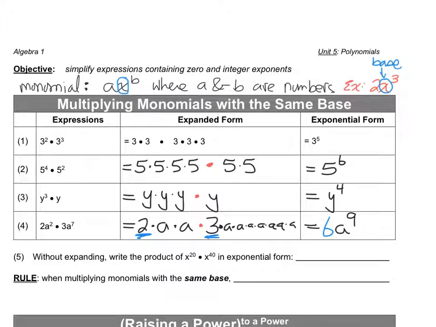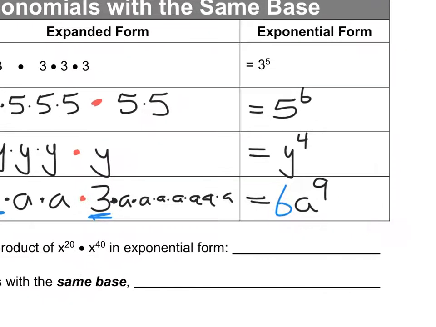But it only works if you have a common base. All right. So if this were 2a squared times 3b to the 7th, I couldn't write it as ab to the 9th. That wouldn't make sense. All right. So without doing the expansion, we would want the product of x to the 20th and x to the 40th in exponential form. It's actually not exponential form. It's exponent form. That is a typo, yeah.